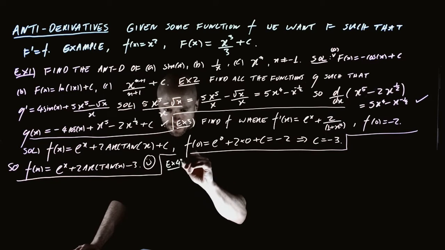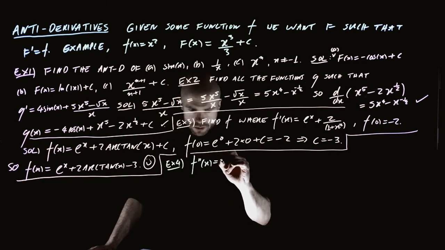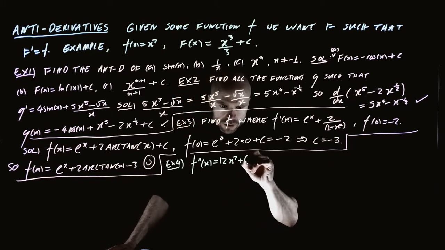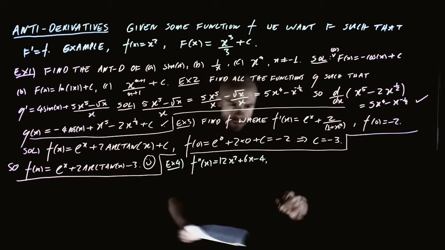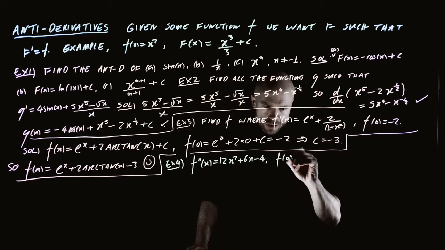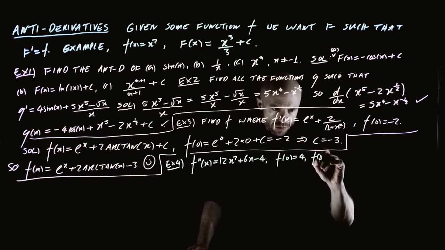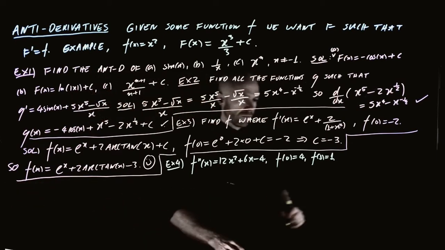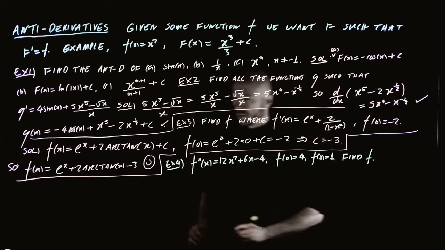Example 4, we have that the second derivative is equal to 12 x squared plus 6x minus 4. And we have that f of 0 is equal to 4, and f of 1 is equal to 1. And of course our job is to find f. All right, solution.